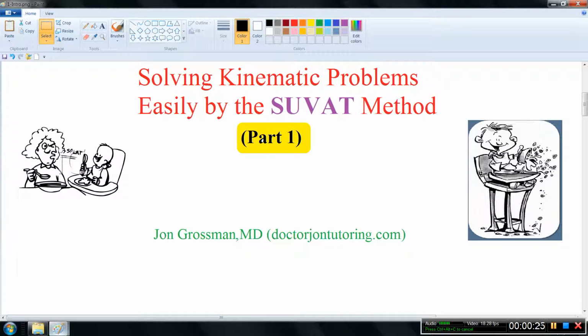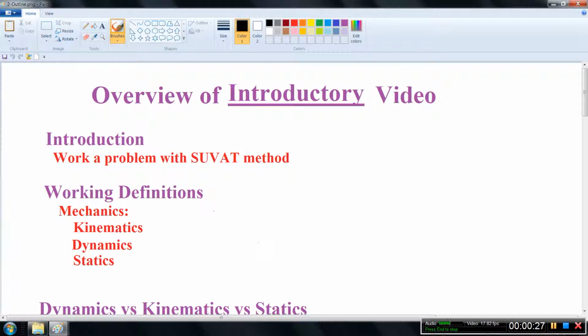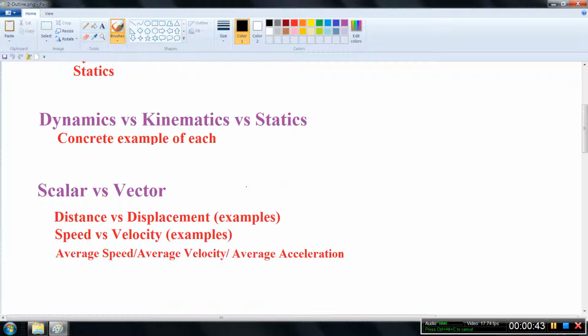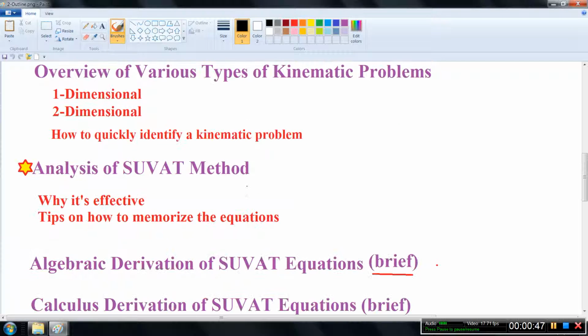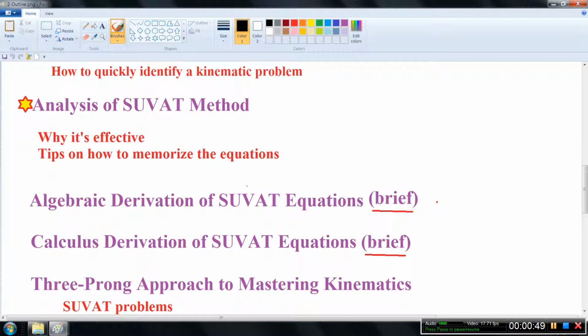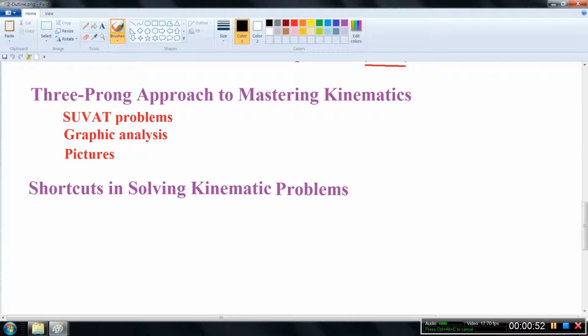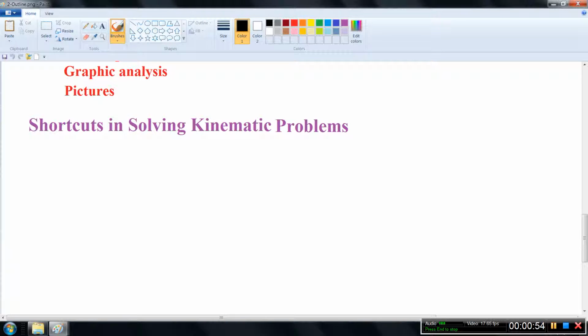In it, I explained various kinematic concepts and discussed the merit and the rationale behind the SUVAT method, and also reviewed physics terminology that is often confusing to students and equation derivations of the kinematic equations in detail. So I'm just going to scroll very quickly through this. If you want to pause to look at the introductory video's contents, you can.